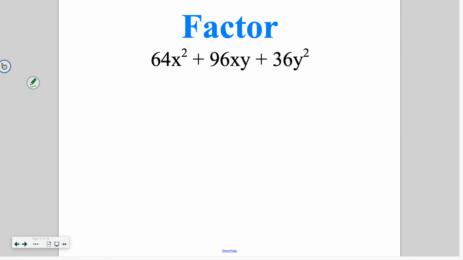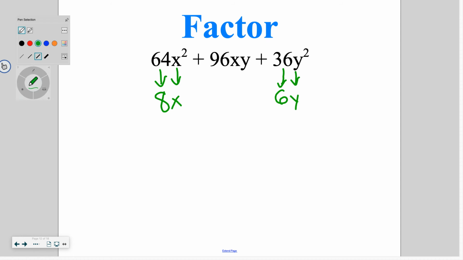Another thing that you might need to do is look if there are multiple variables. So we've got our x squareds here and our y squareds here. We're still going to go about this the same way. We're going to look and say, can I take the square root of the front? Yes, I can. It's 8x. Can I take the square root of the back? Yes. That's going to be 6y.